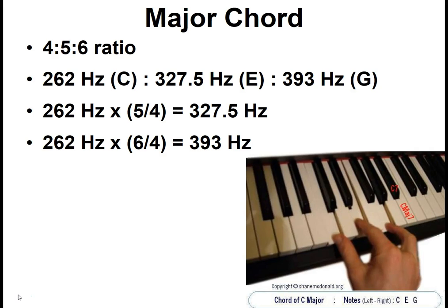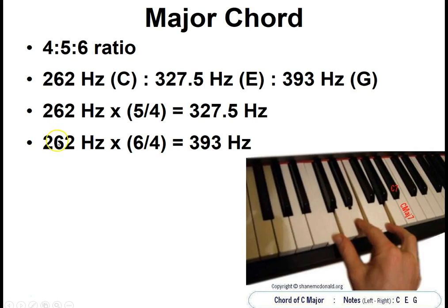So the last one I wanted to look at is the major chord. And the major chord has a nice 4:5:6 ratio. So for example, let's say we wanted to play C major. We start with the C note, which would be 262 hertz. To get the next note, we're going to multiply by the 4:5 ratio. So we'll multiply 262 by 5/4. When we multiply that, we're going to get about 327.5. And that just happens to be an E note.